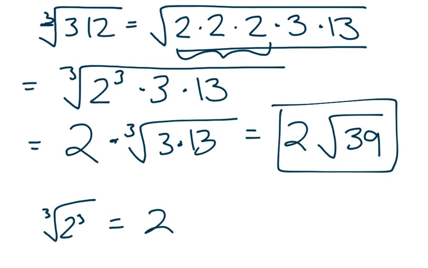I'm sorry, don't forget those indexes over there, because 2 times the cube root is not the same as 2 times the square root. So the simplified version of the cube root of 312 is 2 times the cube root of 39.